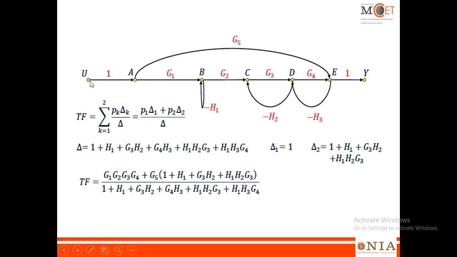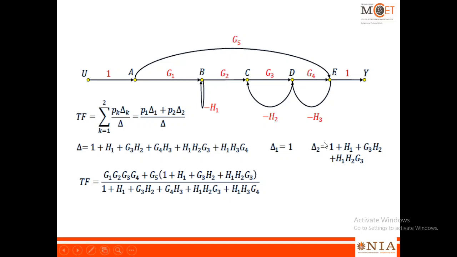Okay, is there any part of the graph which is not touching the first forward path? Are you able to see that? No, all parts are touching this first forward path's nodes. Am I right? This path is touching here, this path touches here, this path also touches here, and this is also a path. So there is no part of the graph which does not touch the first forward path. So del 1 becomes obviously only 1. The minus terms will not be there.